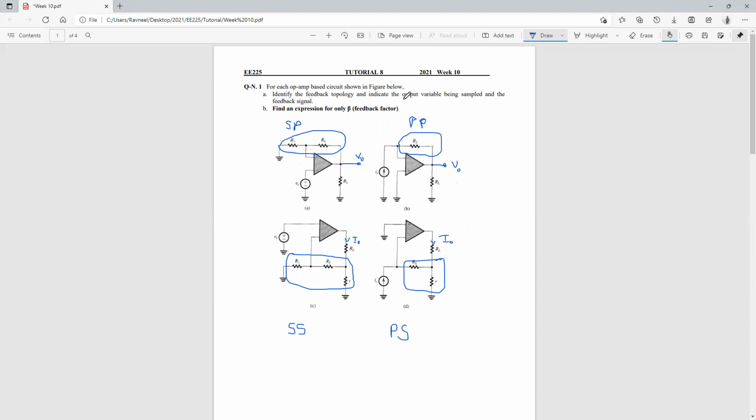So we have identified the output variable, we have identified the feedback topology, and we have also identified the feedback signal. Like I said, your feedback will depend on your input variable. In this case, you're inputting voltage, so your feedback will also be voltage. In this case, you're supplying current, so your feedback will also be current. You're supplying voltage, so the feedback will be in terms of voltage, right? Same goes over here. You're supplying current, so your feedback will be in terms of current.